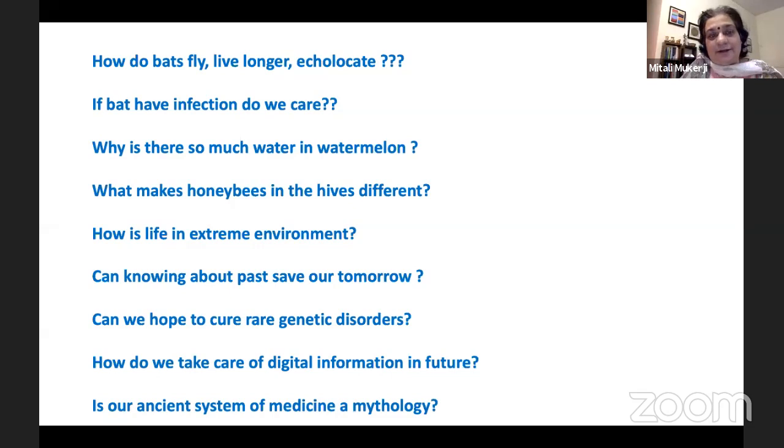Then there are other things. For example, why do we want to study if bats have infection? Now, in the coronavirus time, bats have become important, but the question is that if bats die, does it do anything to our ecosystem? Other kinds of questions: in watermelon, why is there so much water, meaning what makes it accumulate so much water? Or in honeybees, if they are the same bee, why does one become queen, one become drone, one become worker or forager? So why is there a community structure in the beehives? How do we survive extreme environments? Or can we actually know how animals go extinct? Can we learn that today and have a conservation system built around that, so that we are able to save animals beyond all the climate change and all the other things?